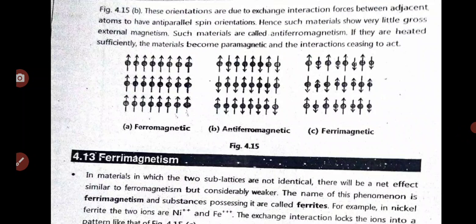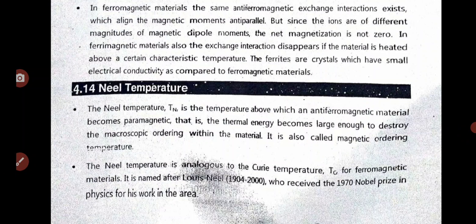So we have to clear that idea. This material is similar to the ferromagnetic material, but the magnitude is low. This material is called ferrite, and an example is nickel ferrite, which has 2 ions of nickel and 3 ions of iron. That material is considered nickel ferrite, and the exchange interaction locks the ions into a pattern, as we see in the figure of the ferrimagnetic material.